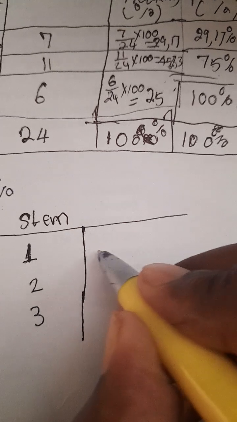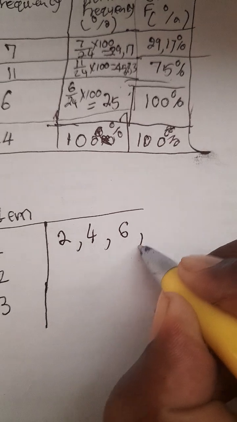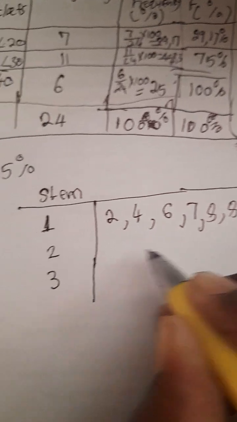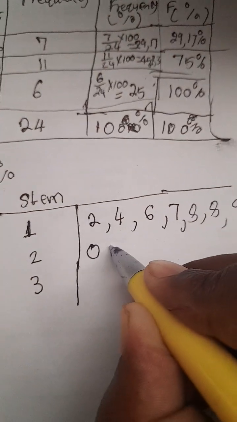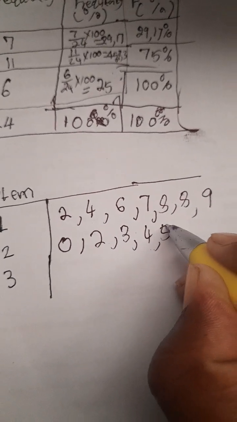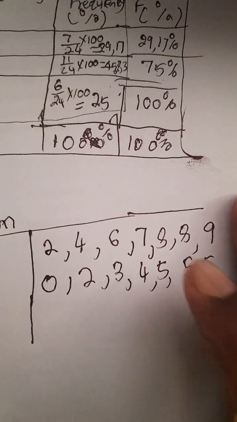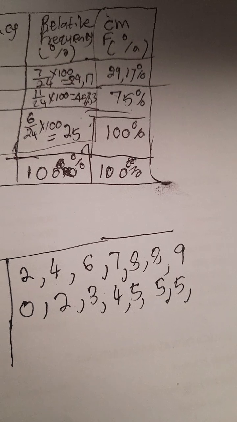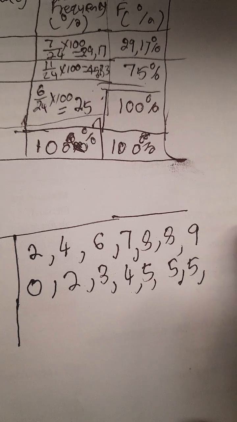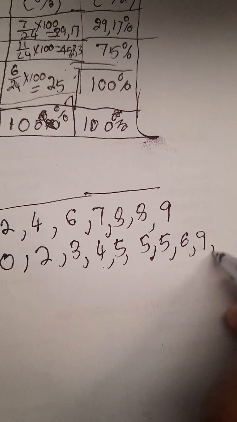If you check your data there, for the 1s we have 2, 4, 12, 14, 16, 17, 18, 18, 19. At 2 we have 20, 22, 23, 24, 25, also 25, also 25. Yes, we have 3 25s there. We also have 6, we also have 9, also 9.